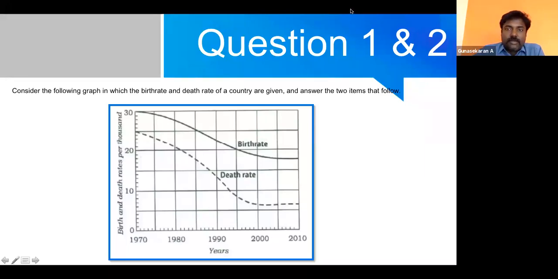Okay, Anju, it may be a printing mistake in the question paper. Okay, leave it. Now come back to this question. Consider the following graph in which the birth rate and death rate of a country are given.